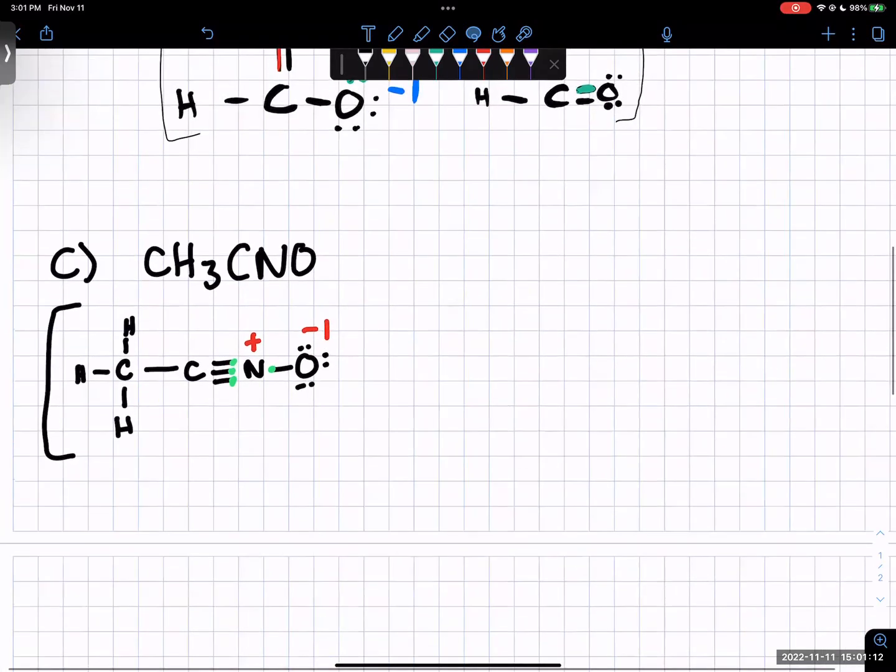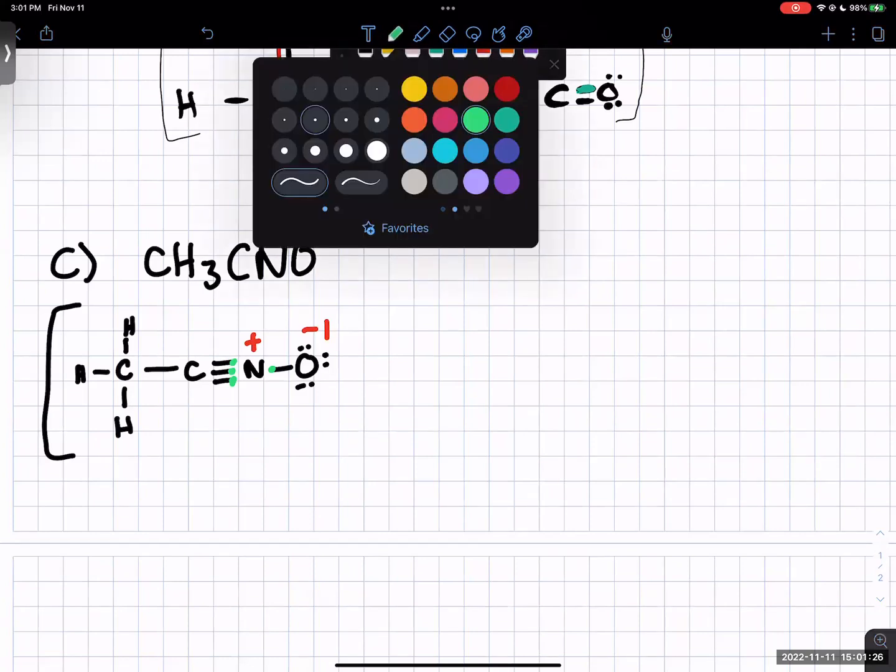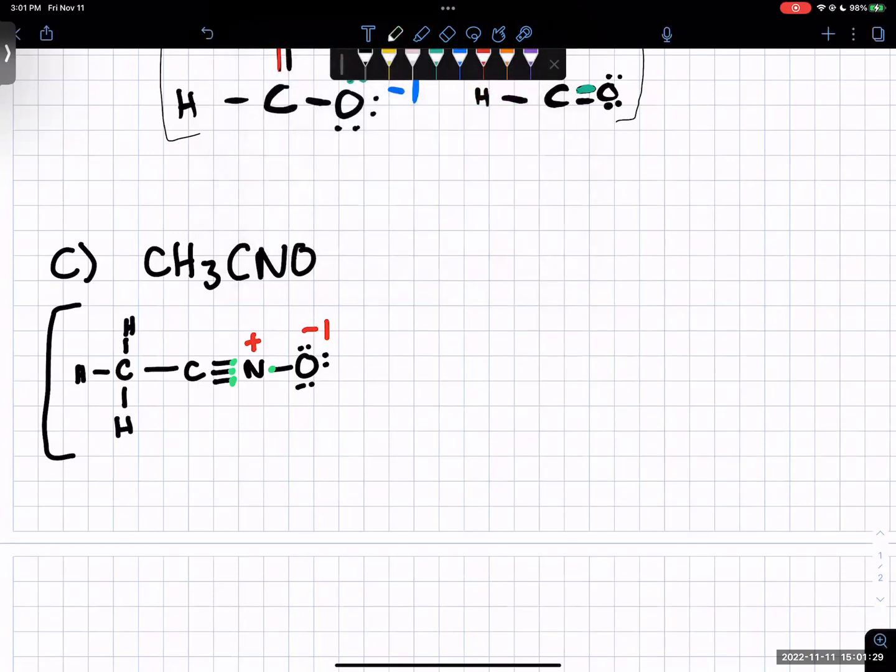Okay, so for the next resonance structure, what could we do here? Anyone have any ideas? Yeah, you have an idea? So what I did was I put the CH3 group at the end. Okay, CH3. And then what's that connected to? A single bond on the carbon, and I give that a lone pair. Okay. And then double bonded to nitrogen, double bonded to oxygen with 2 lone pairs.